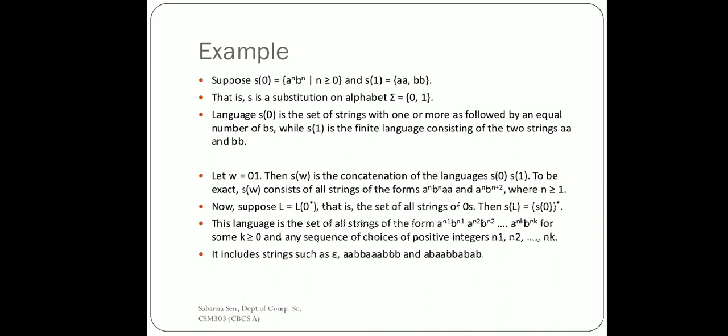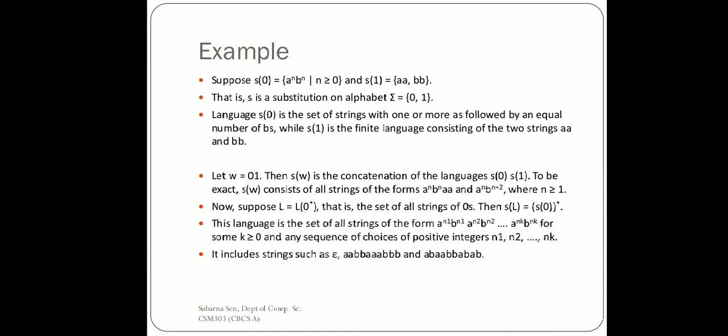Say firstly we are combining a to the power n, b to the power n with aa, or with bb. So a to the power n, b to the power n, bb can be written as a to the power n, b to the power n plus 2. The thing is same. Okay, now here n is greater than or equal to 1. Why? Because we have to keep at least aa and bb, since we are concatenating these two, then n should be greater than or equal to 1.